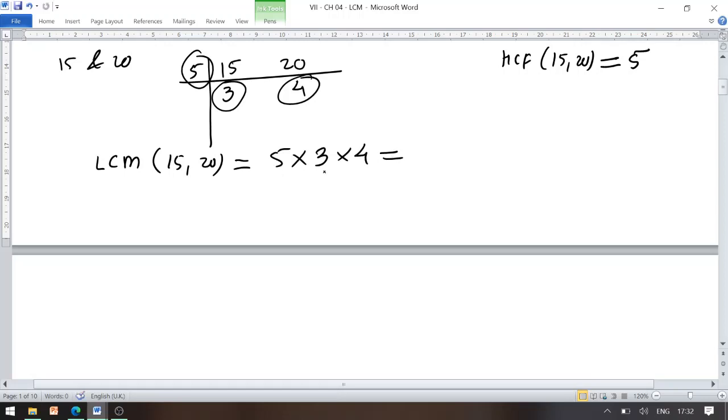So we have 5 threes are 15 and 15 fours are 60. So the LCM of 15 and 20 we have as 60.